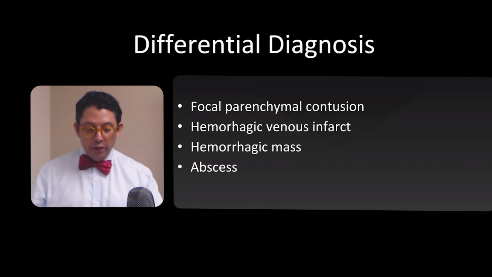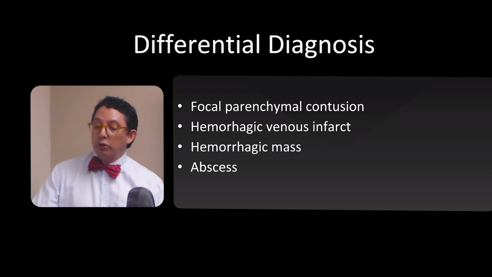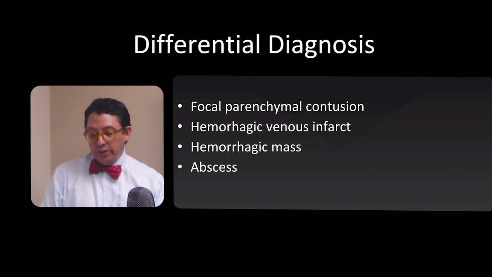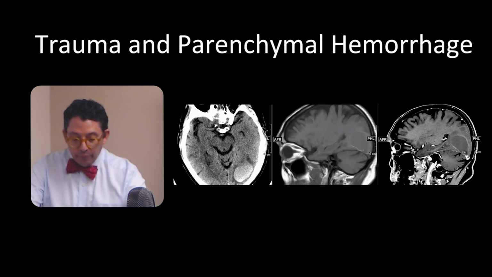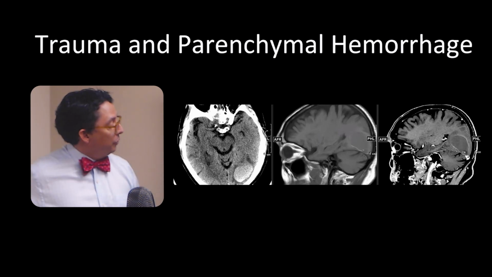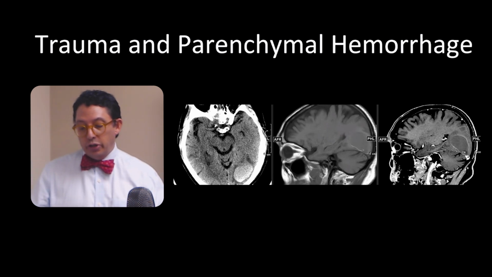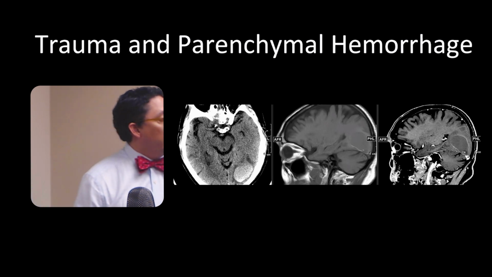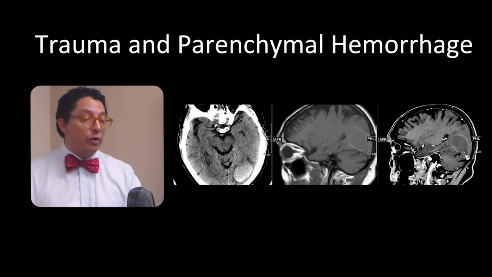So the differential diagnosis includes focal parenchymal contusions. Hemorrhagic venous infarcts can also be parenchymal and have a hemorrhage, a mass that hemorrhages, or an abscess. So this is a trauma, and the patient had a parenchymal hemorrhage. You can see the parenchymal hemorrhage right back here. It's really tough to know when it's a parenchymal hemorrhage. How do you know there was not a mass that bled? It's almost impossible sometimes if there's not a history of trauma.